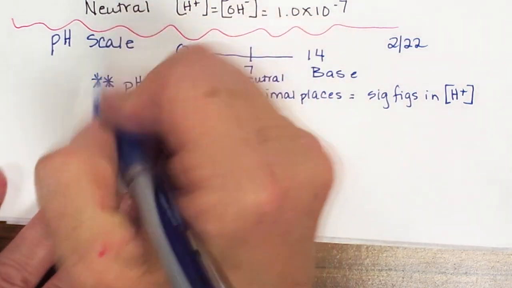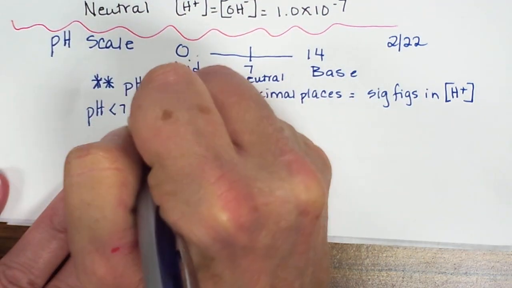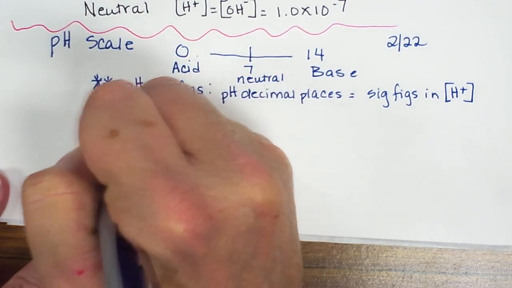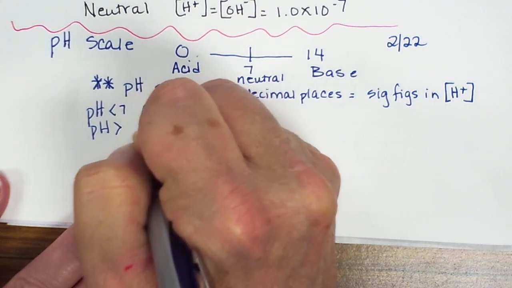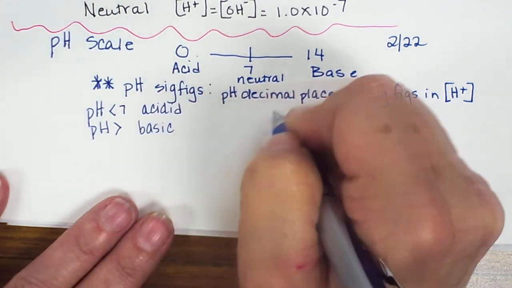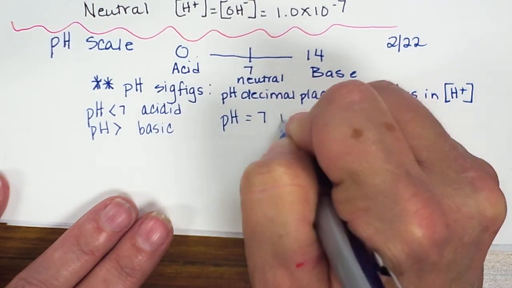Now, if your pH is less than 7, it is acidic. If your pH is greater than 7, it's basic. And if your pH equals 7, it's neutral.